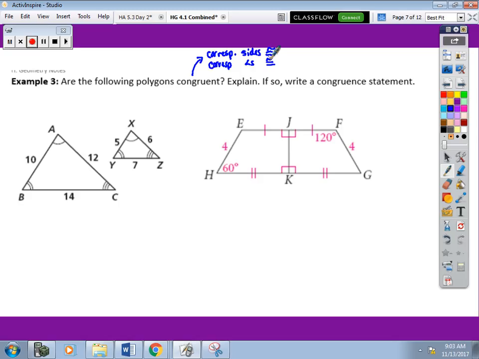Is the first one a pair of congruent triangles? Just look at them. Do they look like they're the same shape and size? No. They're different sizes, so no. It does ask me to explain, so I would say that either they are different sizes, or we could say that their corresponding sides are not congruent.